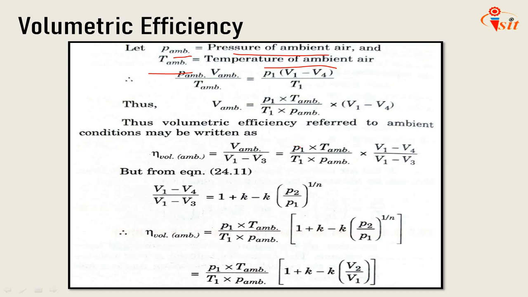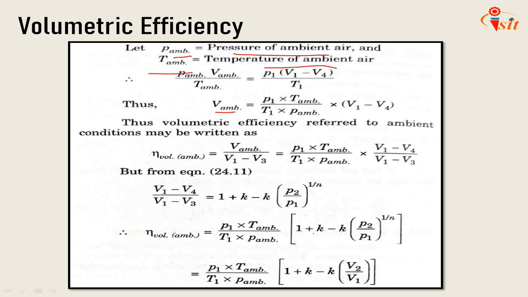Volumetric efficiency is V ambient divided by (V1 minus V3). Substituting the value of V ambient, it is P1 multiplied by T ambient divided by T1 multiplied by P ambient, multiplied by (V1 minus V4) divided by (V1 minus V3). From the previous equation, (V1 minus V4) divided by (V1 minus V3) equals 1 plus K minus K (P2 by P1) raised to 1 by n. So volumetric efficiency becomes P1 T ambient divided by T1 P ambient, times (1 plus K minus K (P2 by P1) raised to 1 by n). We can rewrite this as P1 T ambient over T1 P ambient, times (1 plus K minus K V2 by V1).